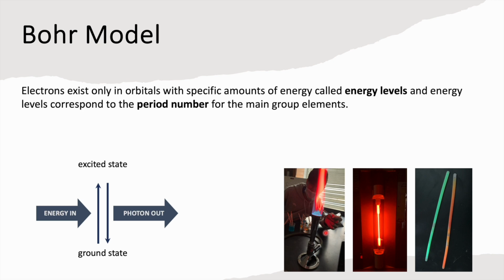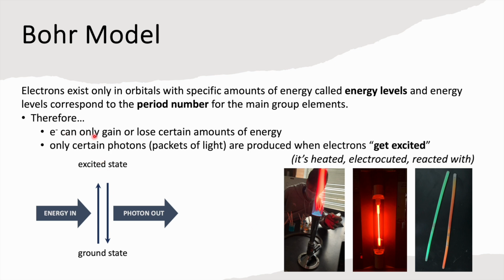Electrons exist only in orbitals with specific amounts of energy called energy levels, and those energy levels correspond to the periods on the main group elements. Therefore, electrons can only gain or lose certain amounts of energy. Only certain photons, or packets of light, are produced when electrons get excited. So we pump energy in: we heat them, we electrocute them, we put them through chemical reactions. The electrons jump to an excited state, and as they fall back down, photons are released. And those photons are very specific colors of light.